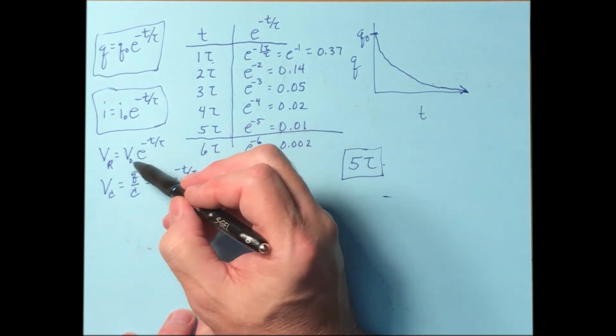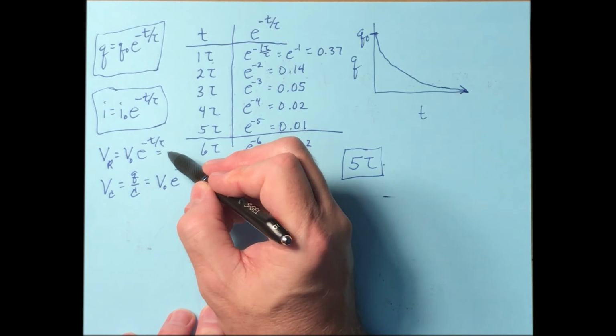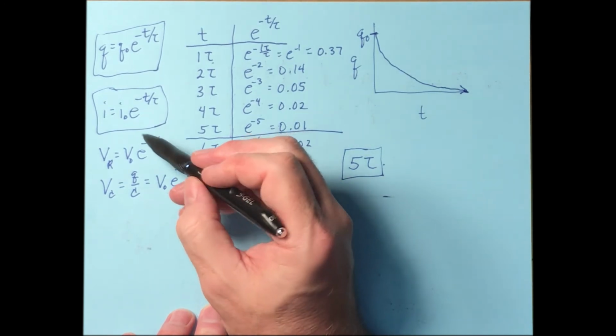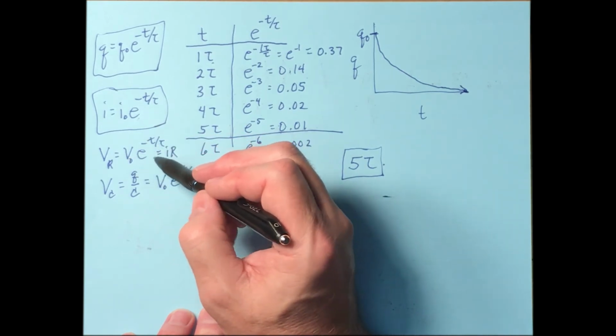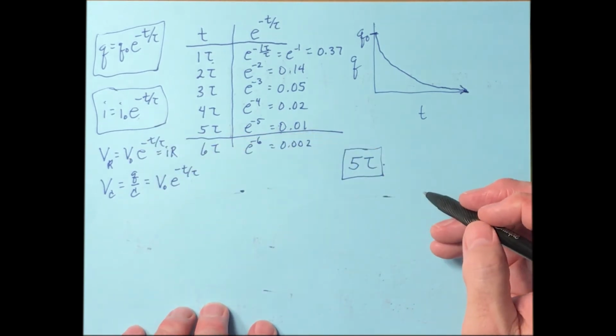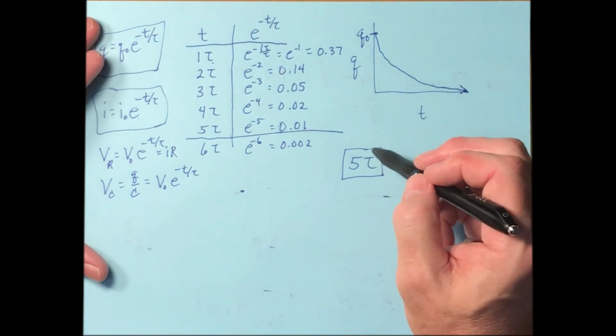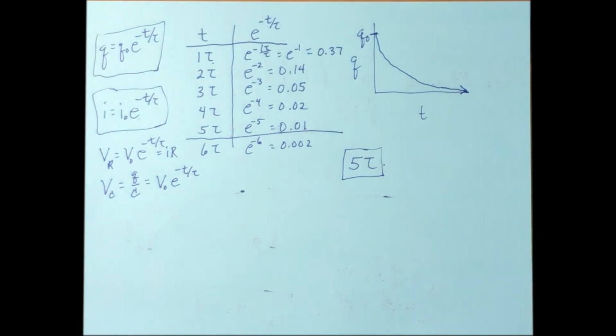You might say, well, where did this one come from? Well, remember, IR is the voltage across the resistor, and this is I. So plug in I there, and you're going to end up with some maximum voltage, and it's going to decay over time. So once again, everything decays at the same rate. And how long does it take it to complete whatever it's going to do? The answer, 5 tau of time.